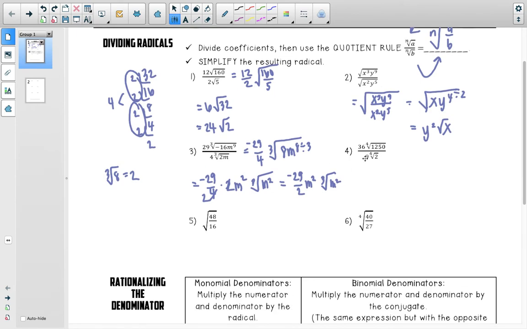All right, number 4. All the same thing, but now it's a 4th root. So we're going to take 36 divided by 9, which is 4, and 1250 divided by 2, which is 625. And actually, if I want to double check, I think, yeah, that is right. Okay, so here's my trick with doing 4th roots. I do the square root twice. So the square root of 625 is 25. And then if you square root again, that's 5. Taking the square root twice is the equivalent to the 4th root. So you get 4 times 5, which is 20.